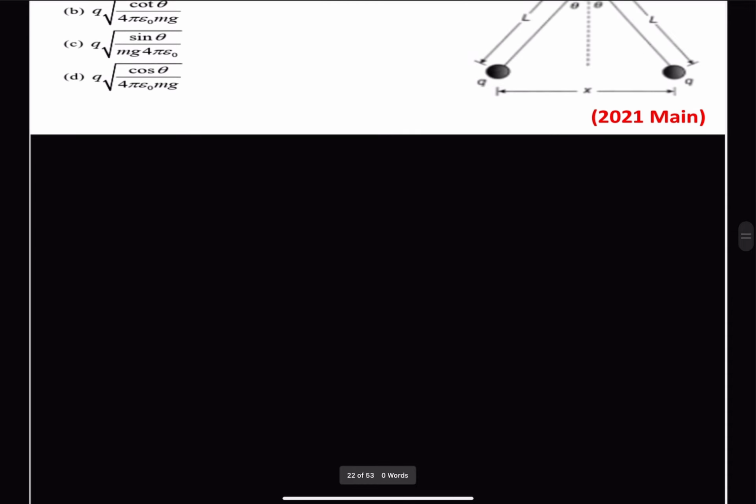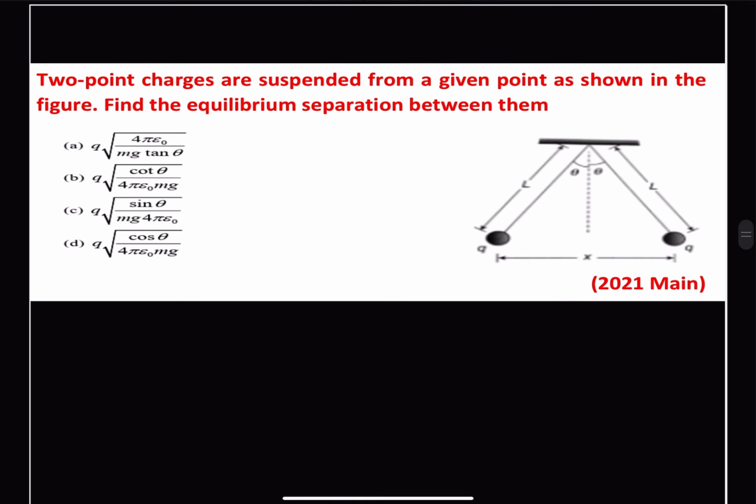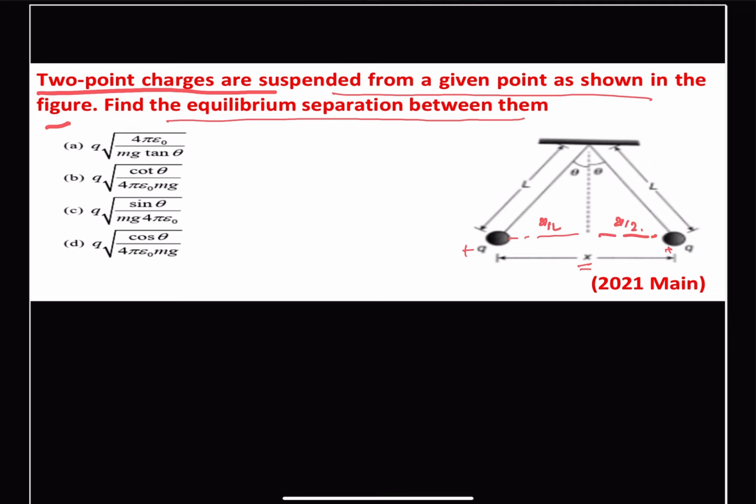We are given two point charges suspended from a given point as shown in the figure. Find the equilibrium separation between them. So a basic figure is given to us. We have charges, both are the same, so they are going to repel each other, and the distance between the two is given as x. The angle is given as theta, so this will be x by 2 and the other part will also be x by 2. We have to find out the separation, which means we have to find out the value of x.